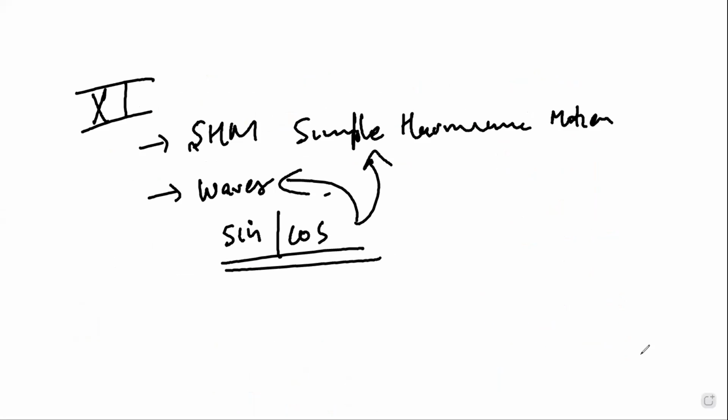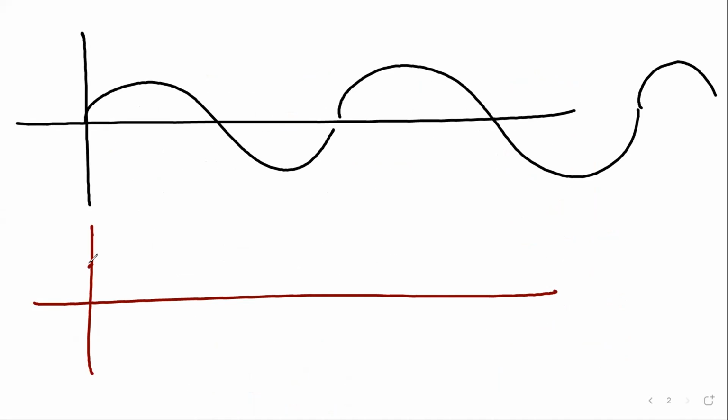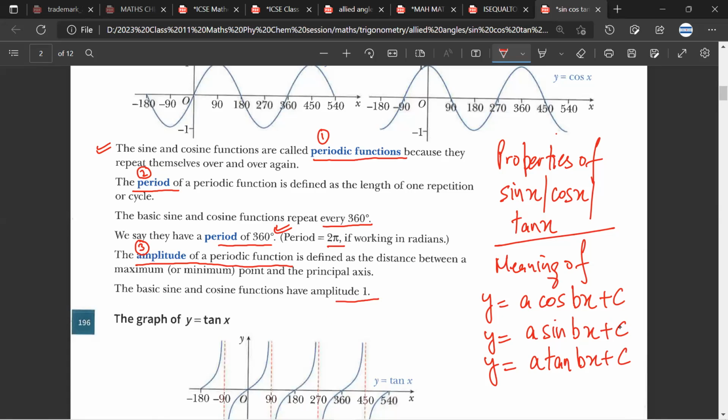So see, all they are saying is that after every 360 degrees, the sine curve will repeat itself. Similarly, when you look at the cos curve, after every 360 degrees, the cos curve will repeat itself. Is it making sense? Okay. So a period of 360 means that after every 360 degrees it will repeat itself.